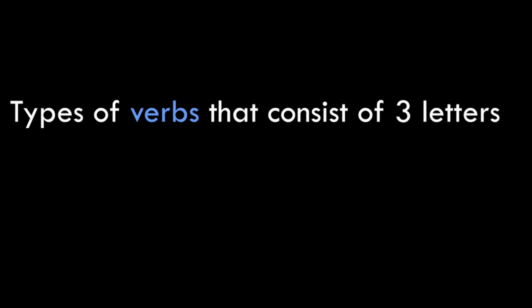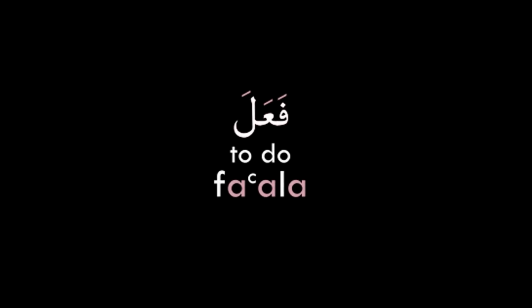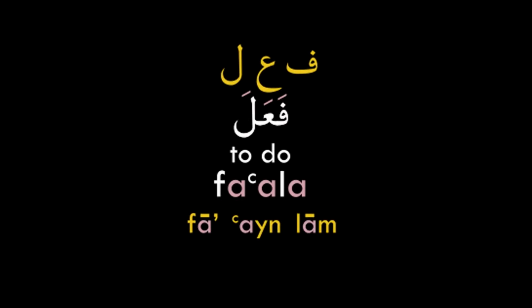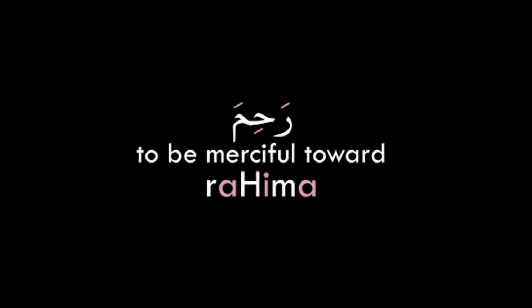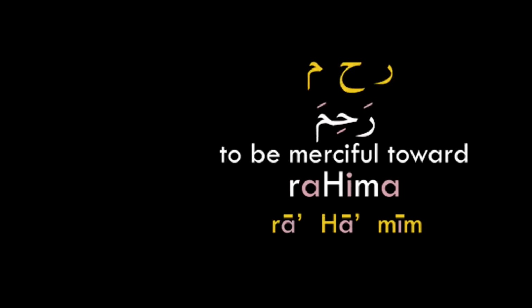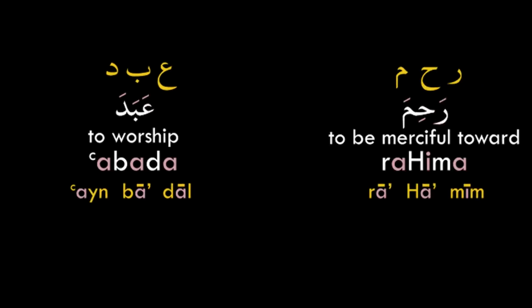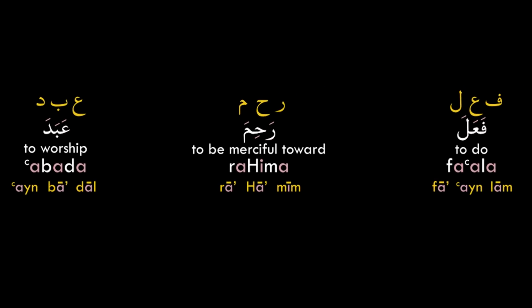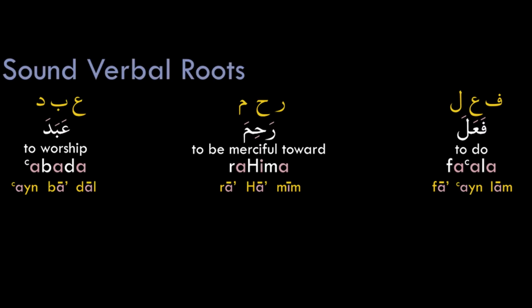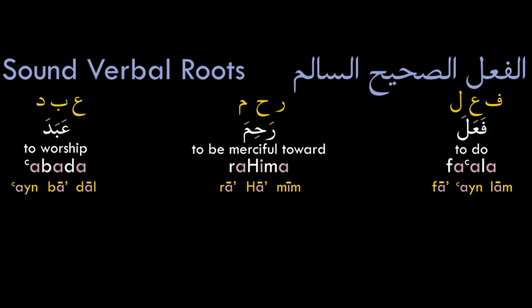The first type of verb is the one that has no weak letter between its roots and no repeated letter, like فعل. The letters that make up the root are fa, ain, and lam, or رحم. The root letters are ra, ha, and mim, or عبد. The root letters are ain, ba, and dal. All of them are consonants, and none is repeated. We call this type of verbs sound verbal roots, الفعل الصحيح السالم.